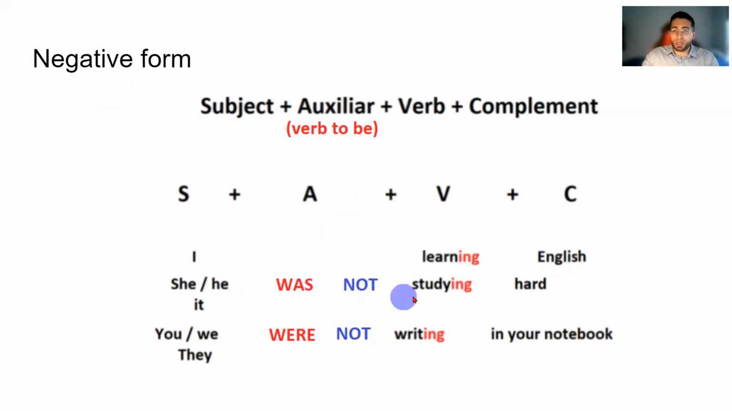Or I was not studying hard. Yo no estaba estudiando fuerte, ¿cierto? Or this, we were not writing in your notebook. Como nosotros no estábamos escribiendo en tu cuaderno. Or you were not writing in your notebook. Como tú no estabas escribiendo en tu cuaderno.